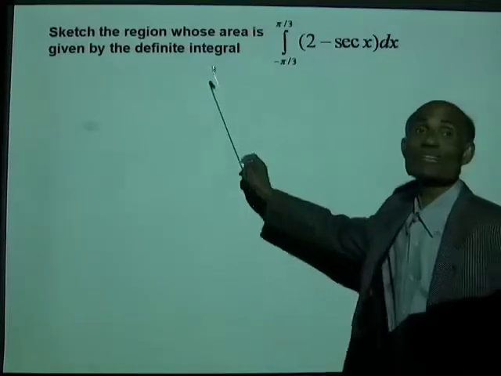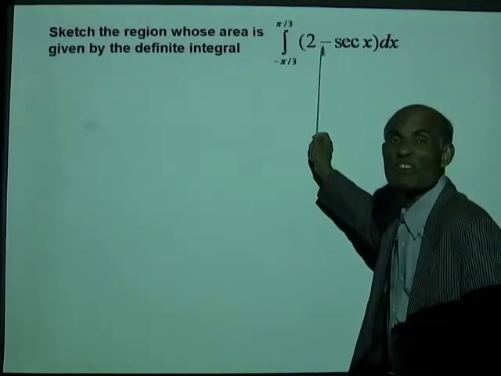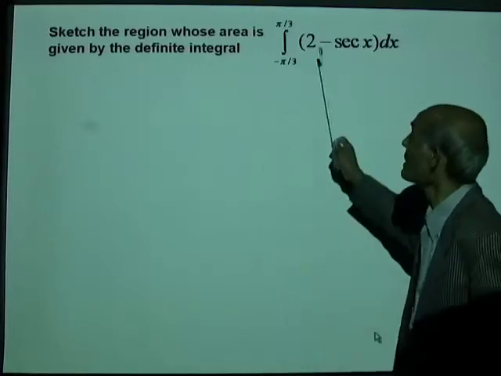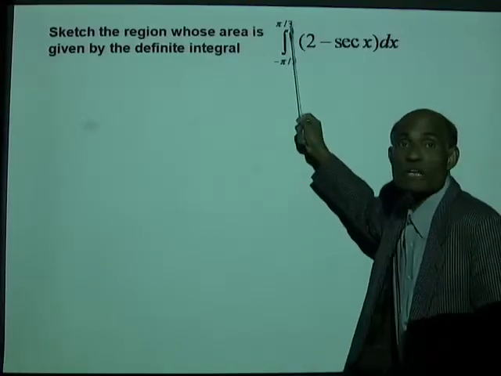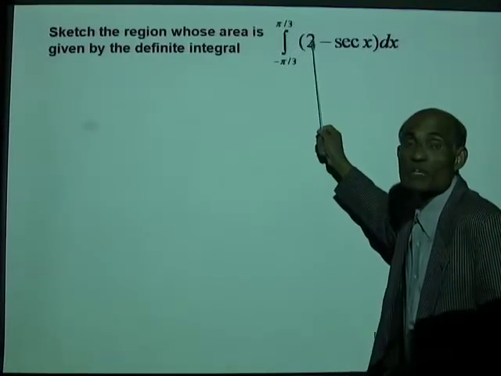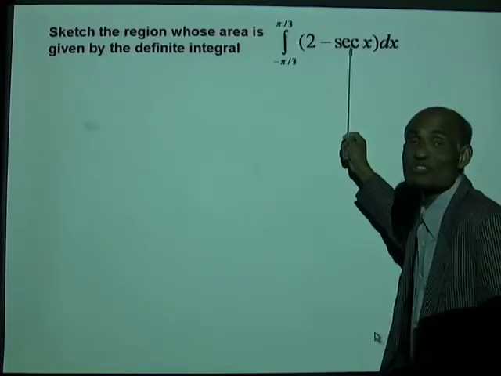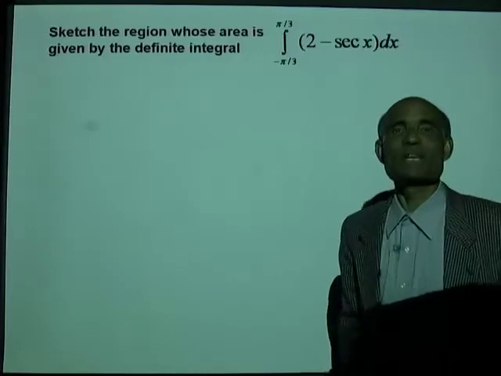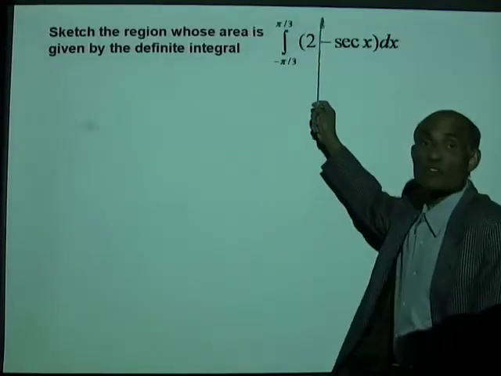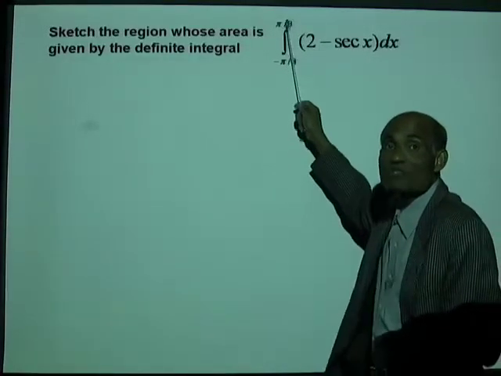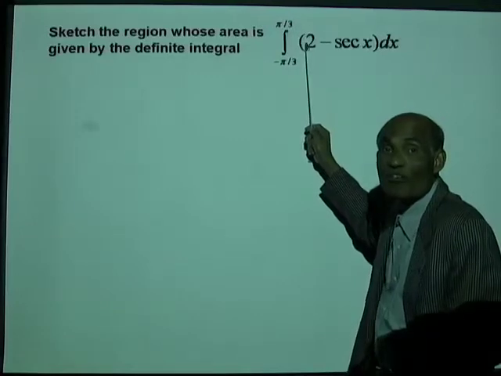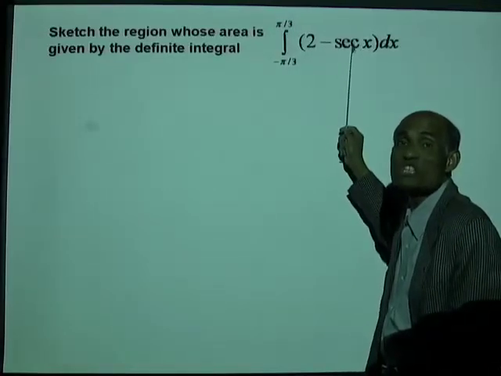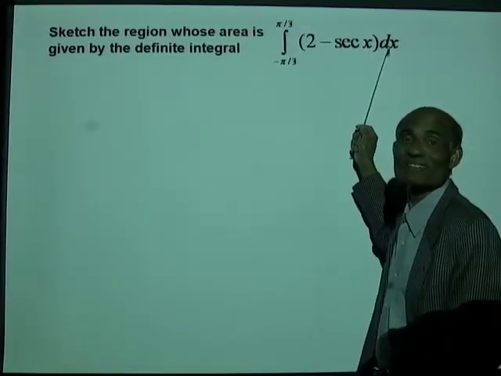Region whose area is given by this definite integral: the integral from negative pi by 3 to pi by 3 of 2 minus secant x dx. You see, can you read it like this? Integral a to b of f of x minus g of x dx.